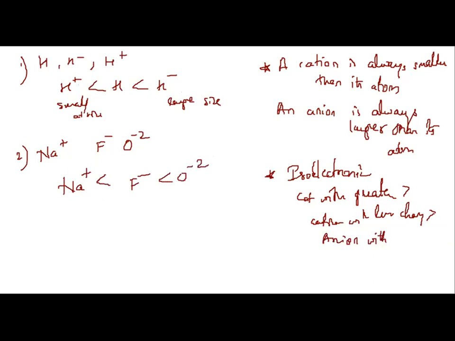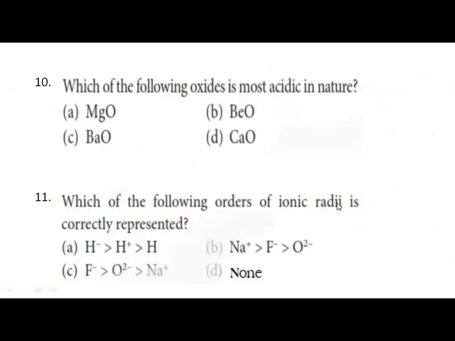Okay, so which option is given? Let us see what question they have asked: which order of ionic radii is correctly represented. Is this correctly represented? No, this is not correctly represented. Na plus comes first. Is it greater? No, it is wrong. It should be in increasing order here. Here F minus is given. Is it greater? No. O2 minus comes first.